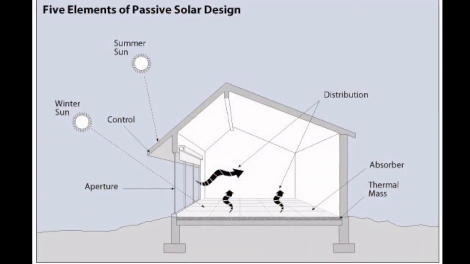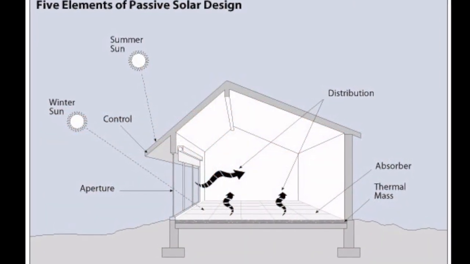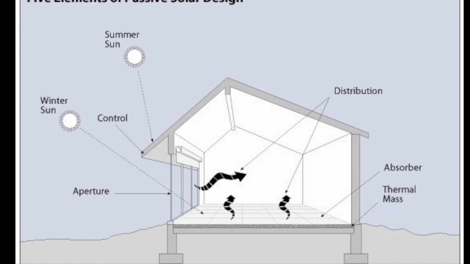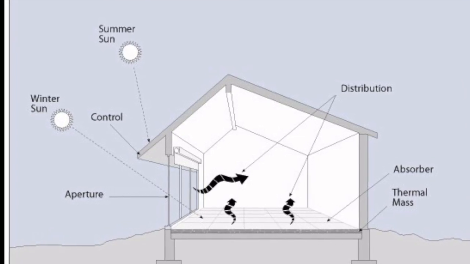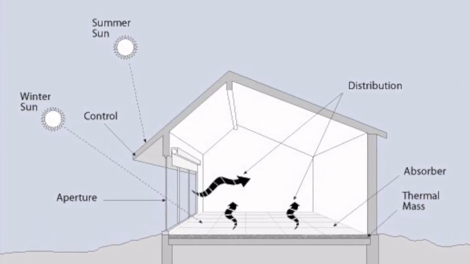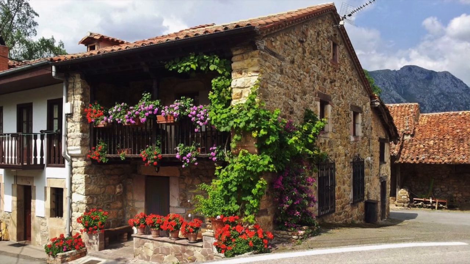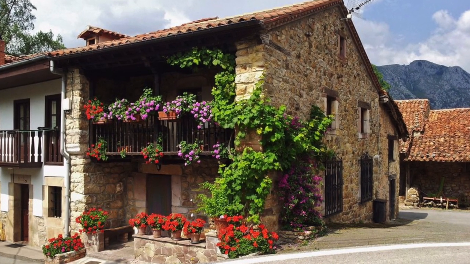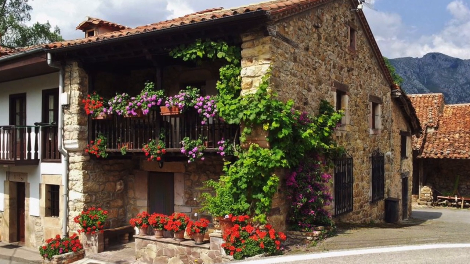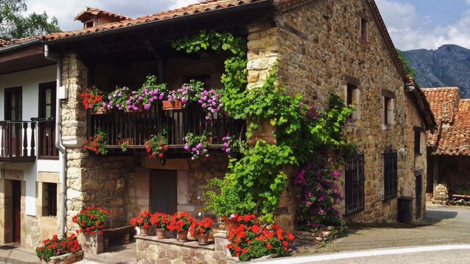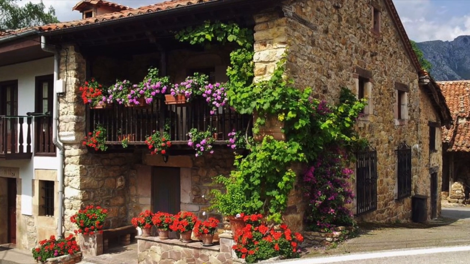One way is by using the sun and wind to heat, cool, light and ventilate them, thus avoiding the use of fossil fuels. This can be done by applying a set of techniques known as passive solar design or bioclimatic design, many of which have been used in traditional buildings for centuries, like, for example, this house in northern Spain, with its sheltered south-facing balcony and porch to catch winter sun while excluding summer heat.